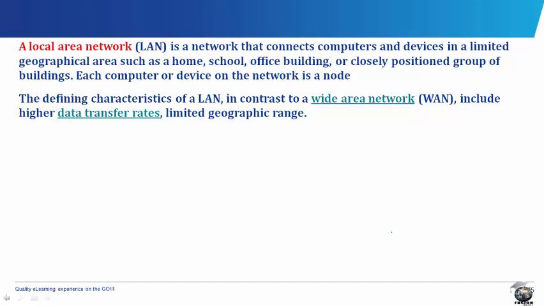The defining characteristics of a LAN, in contrast to a wide area network, include high data transfer and limited geographic range. That is because the distance between computers or between nodes in a LAN is very much smaller. There is higher data transfer.